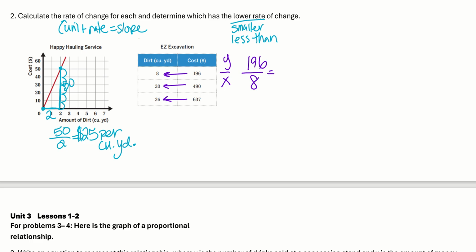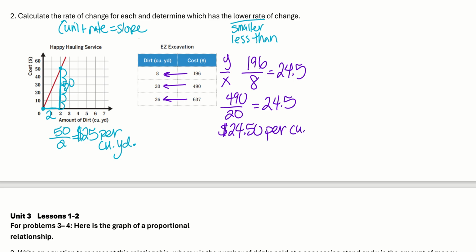And for time's sake, and just so that we can get through the whole lesson and not take too much of your time, I'm going to just use a calculator really quick. This comes out as 24 and a half. I'm going to just check the other ones just to make sure it's a proportional relationship. So I'm going to go 490 over 20 as well, just to double check it and make sure that this is coming out as a proportional relationship. Oh, good. That did come out as 24 and a half. And so if I did the last one, right? So this is going to be $24.50 per cubic yard.